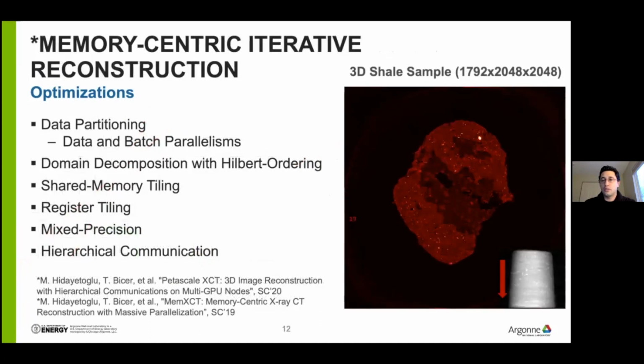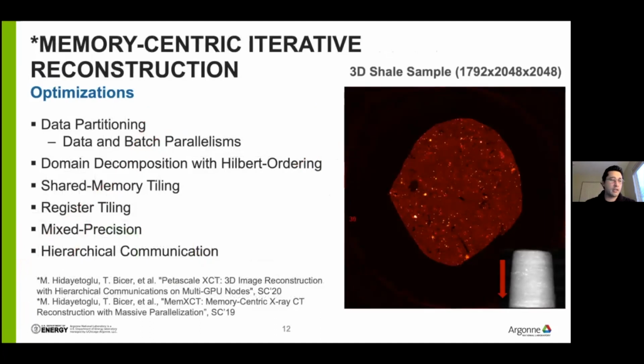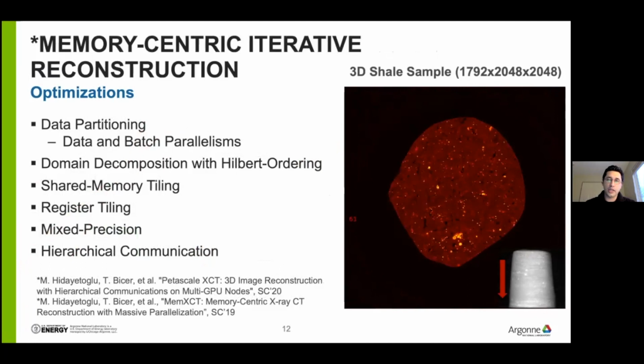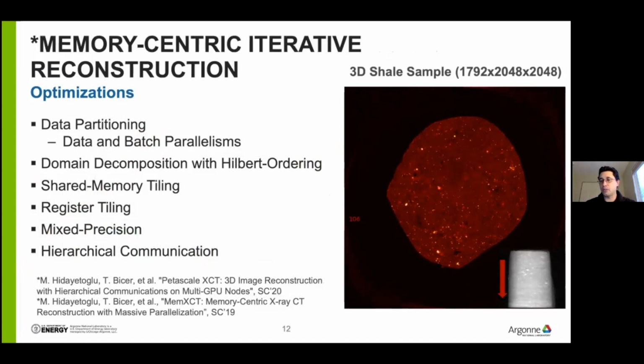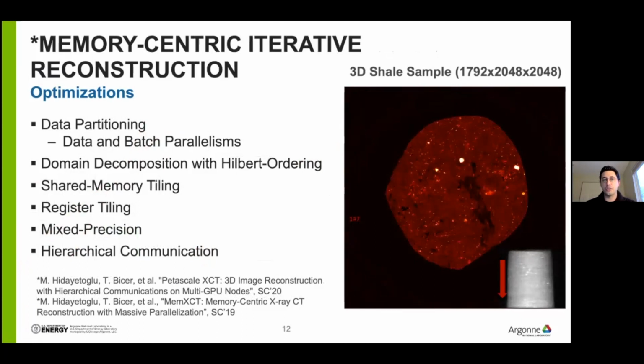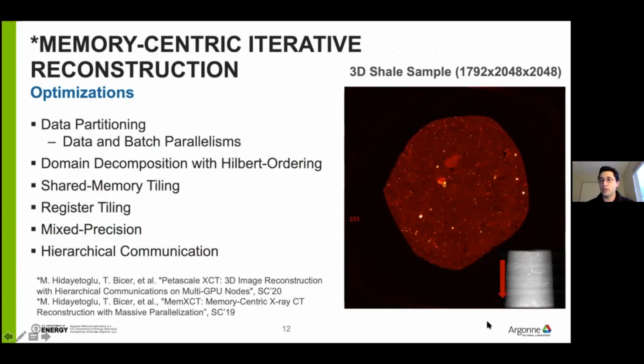So I hope I was able to give you a good background on what kind of kernels we are dealing with in tomography and tomographic reconstruction. Now I'm going to move on to the optimizations that we performed in order to increase the efficiency of these projection and back projection operations.